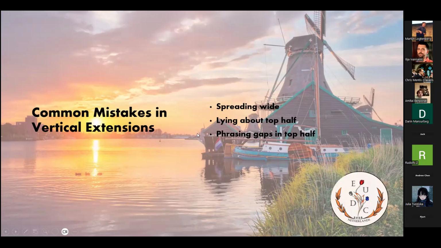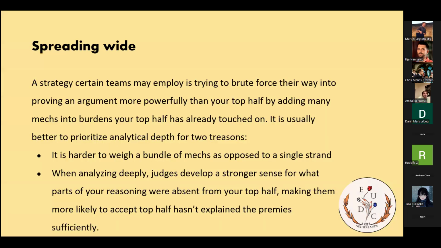So in common mistakes, we're going to talk about three broad mistakes. The first is spreading too wide. The second and important one is lying about top half. And finally, phrasing arguments in the way you phrase arguments relative to what top half has said. So the first thing I want to chat about is spreading wide. Sorry, was I muted? Okay.